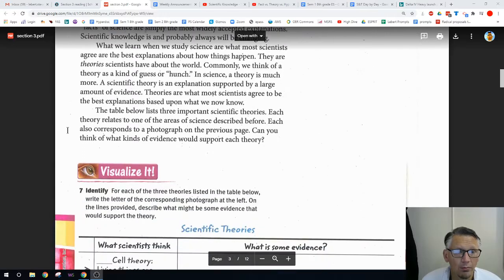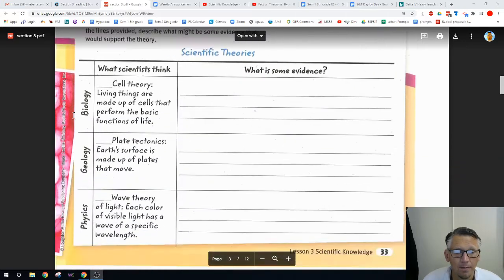The table below lists three important scientific theories. Each theory relates to one of the areas of science described before. Each also corresponds to a photograph on the previous page. Can you think of what kind of evidence would support each theory?